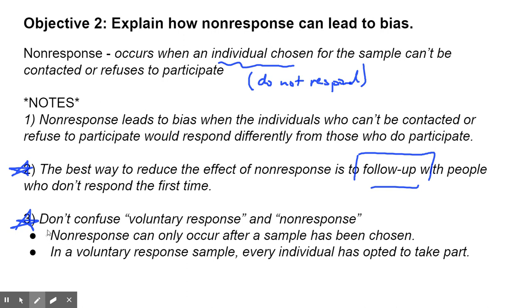In non-response, it occurs only after the sample has been chosen. They have been chosen. But for a voluntary response, every individual has opted to take part, right? Remember, it's an open invitation. Anybody in the world can respond. So it's not like I sent it to you and you didn't respond back. That's non-response. Okay. So try to keep those two straight.